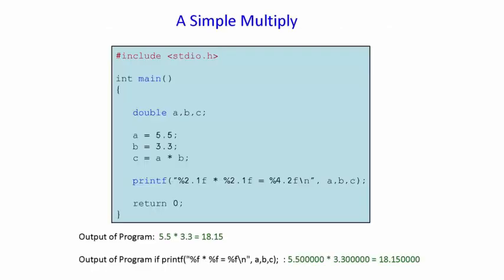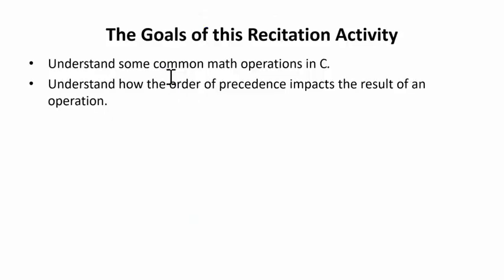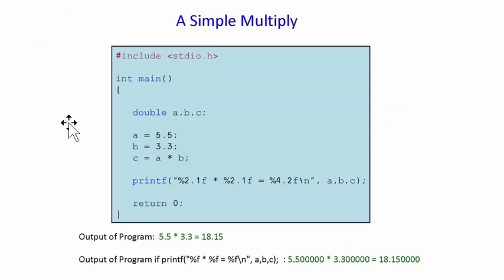Okay, so let's start off and look at a simple multiplier. Here's a C program. You've got pound include, standard IO, int main, which we don't even know what that means yet. Then we define a double. We put the data type double, and we're going to define three of these: A, B, and C. And remember what a double is. It's a 64-bit floating point number.